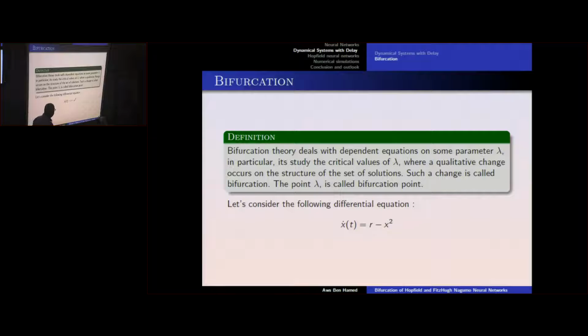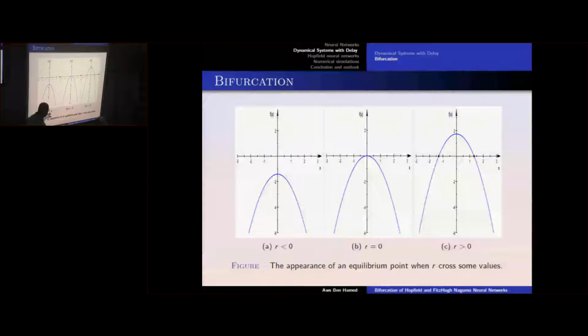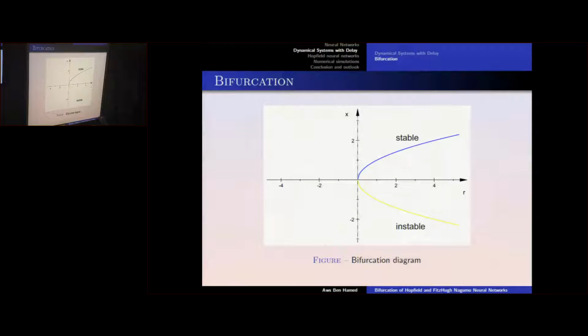We consider here this differential equation: x dot is equal to r minus x squared. R here is the parameter. If we change r, if r is negative, r equals 0, and r positive, we get different equilibrium points. If r is negative, there is no equilibrium point. If r equals 0, we have only one equilibrium, and if r is positive, we have 2 equilibrium points. And this diagram is called the bifurcation diagram.